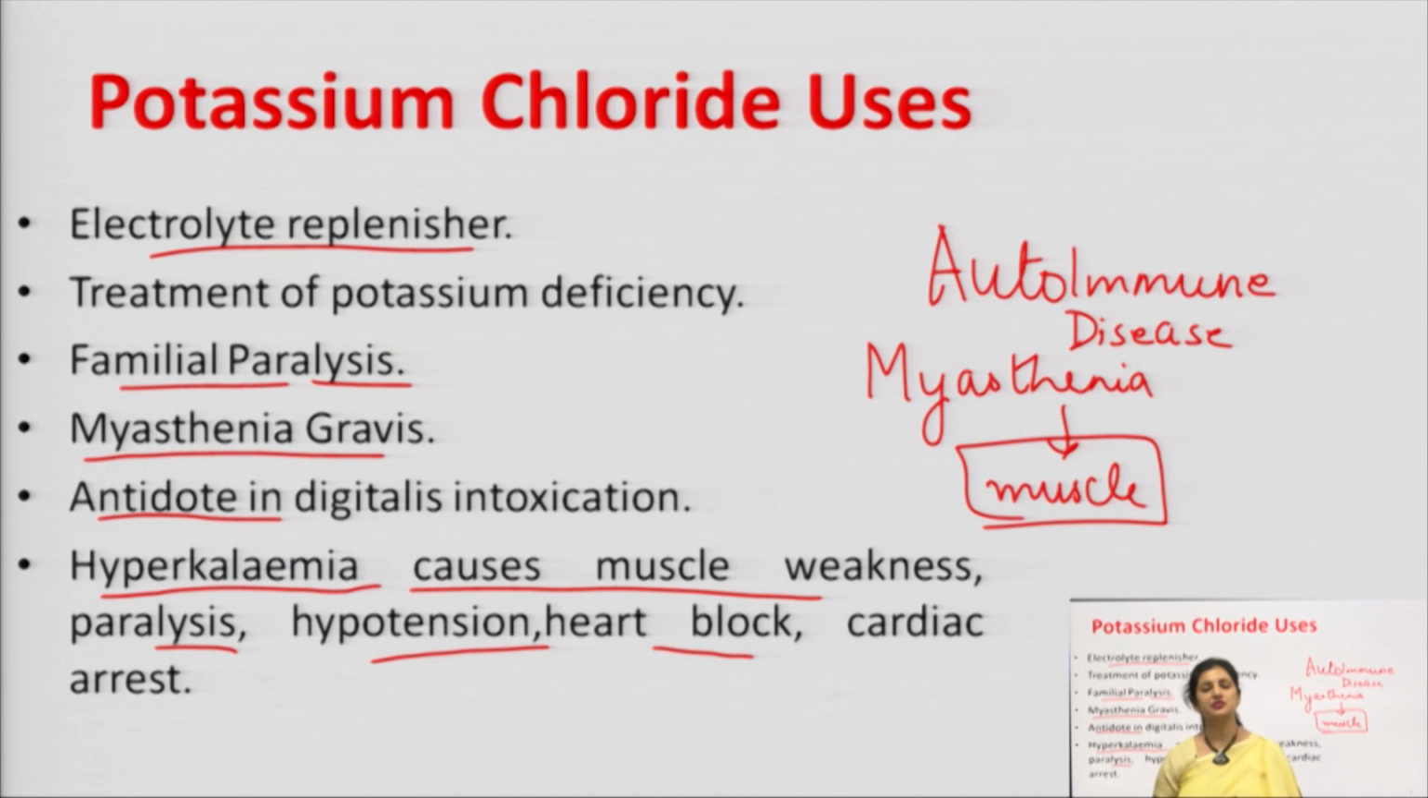Then potassium chloride is used as an electrolyte replenisher. It is used for potassium deficiency. It is used in familial paralysis as well as myasthenia gravis.